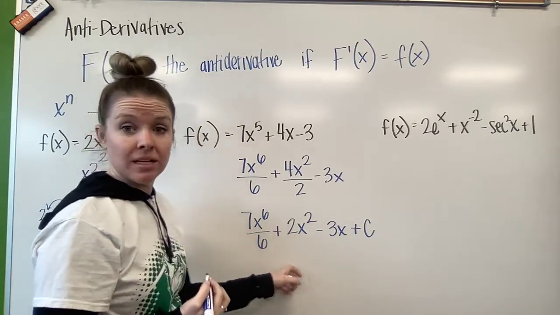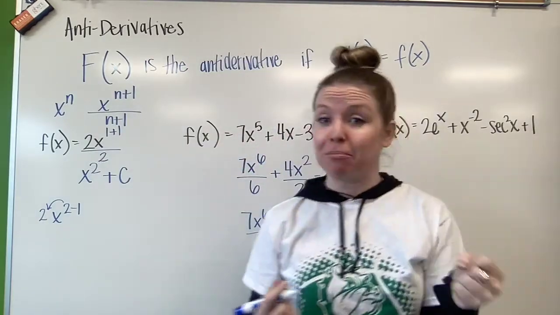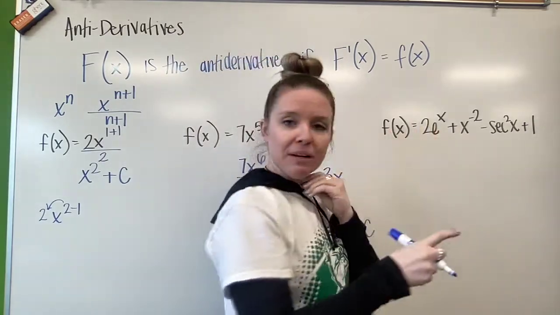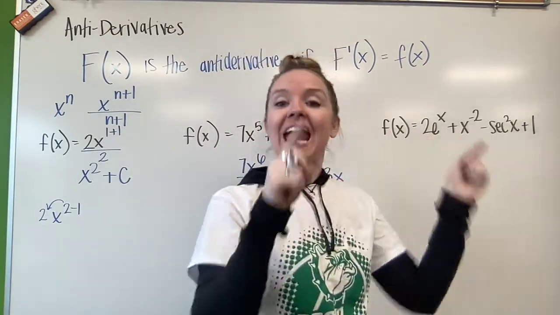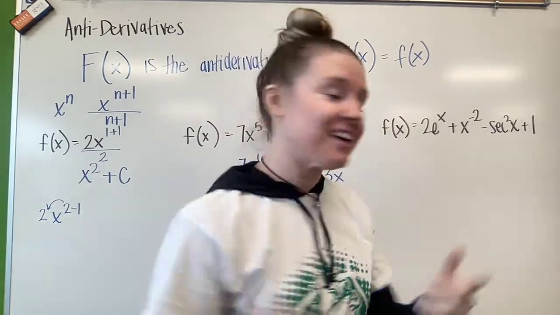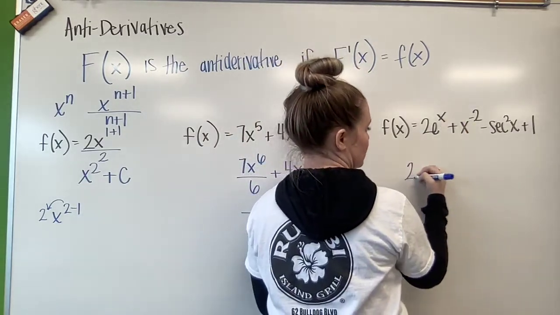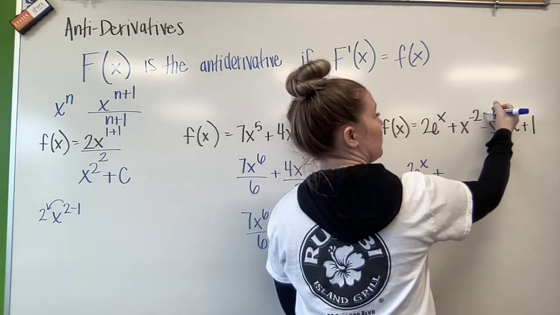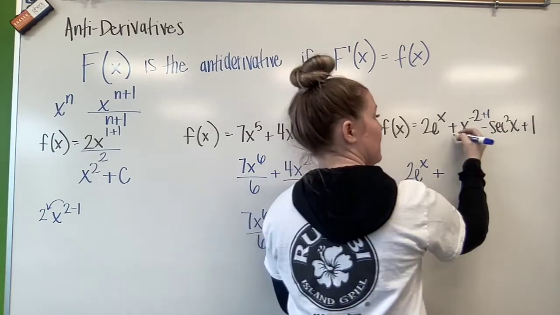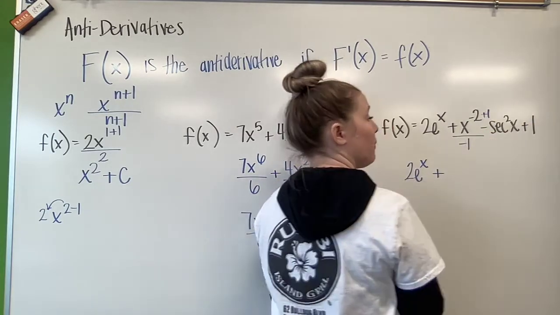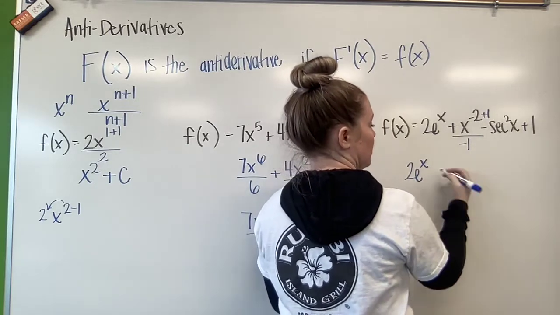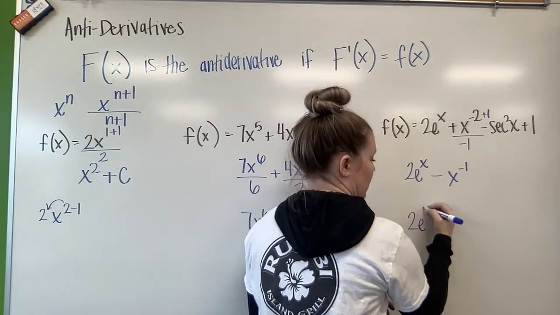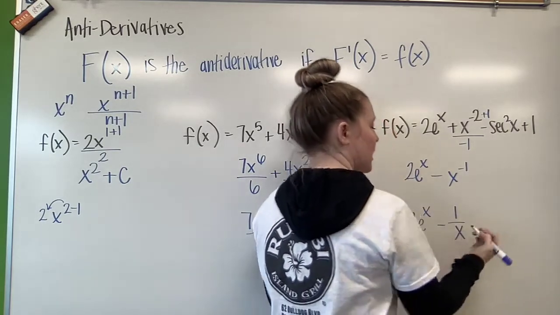Okay, here we go. This one's quite a challenge problem. We're jumping in real fast, real deep. Let's see how we do here, okay? If the derivative of e to the x is e to the x, the antiderivative of e to the x is e to the x. So this is just going to stay 2e to the x plus, here I'm going to add and then divide by the new power. So this actually becomes negative x to the negative 1, which we could rewrite as negative 1 over x.